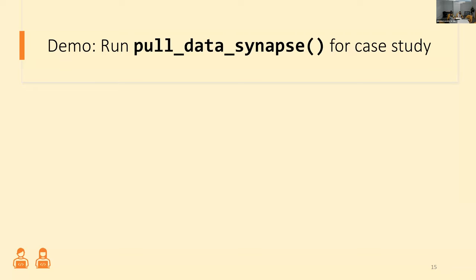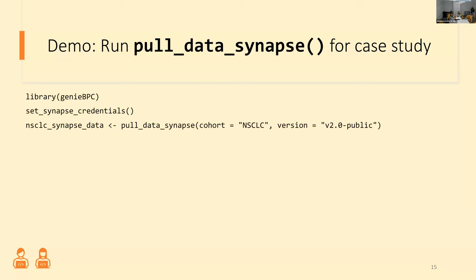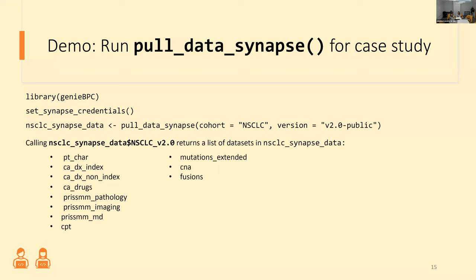So moving into our demo, just to note that all of these yellow slides will involve everyone running code, and we'll give you a minute or two to do that. We can first load the GENIE-BPC package library and set the Synapse credentials using your username and password for Synapse. Then we'll run the pull data synapse function to pull the non-small cell lung cancer, or NSCLC, version 2.0 public data. We can name that the NSCLC synapse data, as is shown in the demo script. What's returned will be a list of data sets.